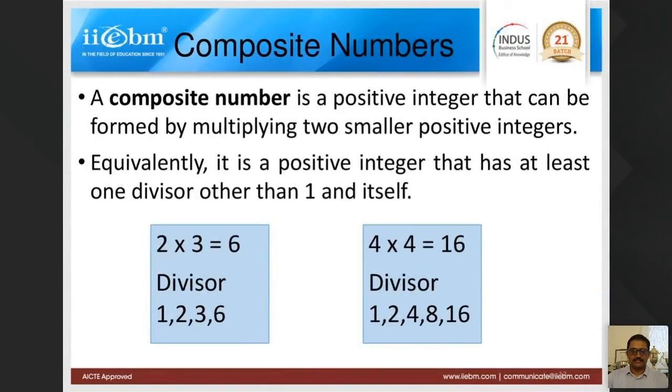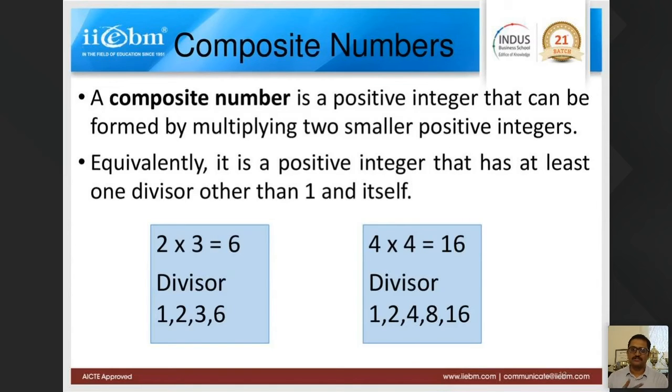Now what are composite numbers? Composite numbers are positive integers that can be formed by multiplying 2 smaller positive integers. Let us understand this definition again. A composite number is a positive integer that can be formed by multiplying 2 smaller positive integers.